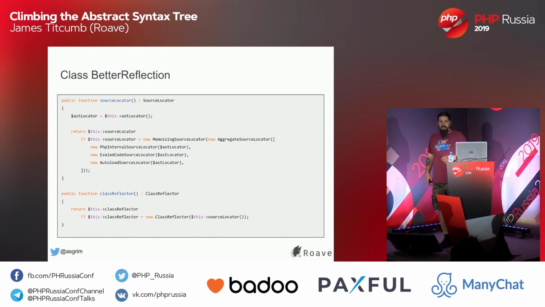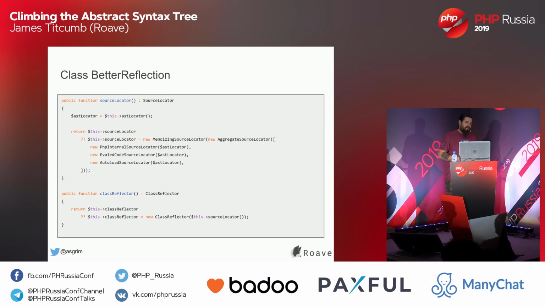The source locators are the instructions for Better Reflection to find PHP source code. That source code is then fed into PHP parser, and we get the AST back, right? This memoizing source locator, by the way, is just a performance boost, so we don't keep re-reflecting and reparsing the whole thing over and over again, which obviously doesn't make any sense.